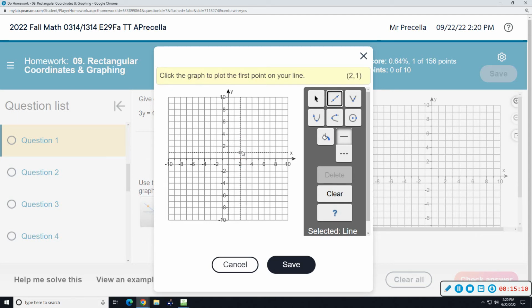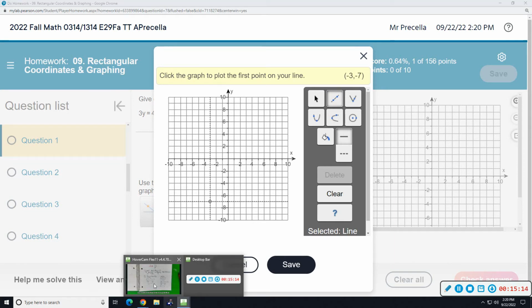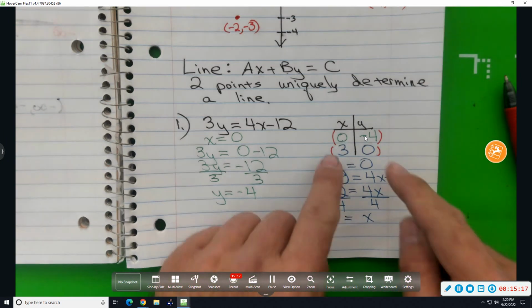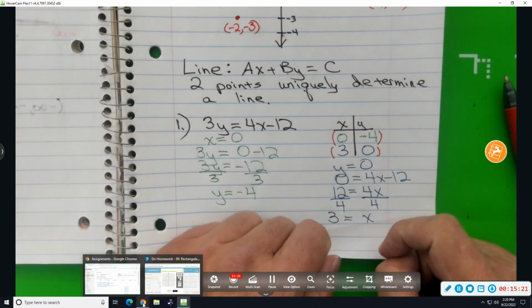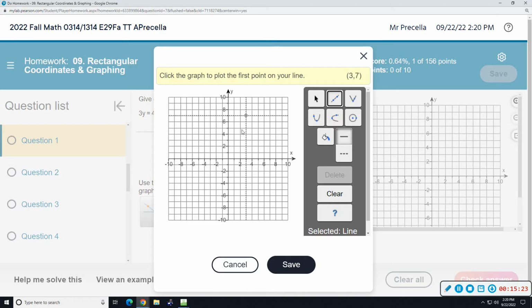Well, look back at your work. What was that first point that we had? Hold on. It was 0, negative 4. Okay, so 0, negative 4. Let me go back. Here we are. So we're going to click 0, negative 4. Let's see. There we are. It's the origin. We're going to go left, right, 0. That means we're staying on the y-axis. We go down 4.